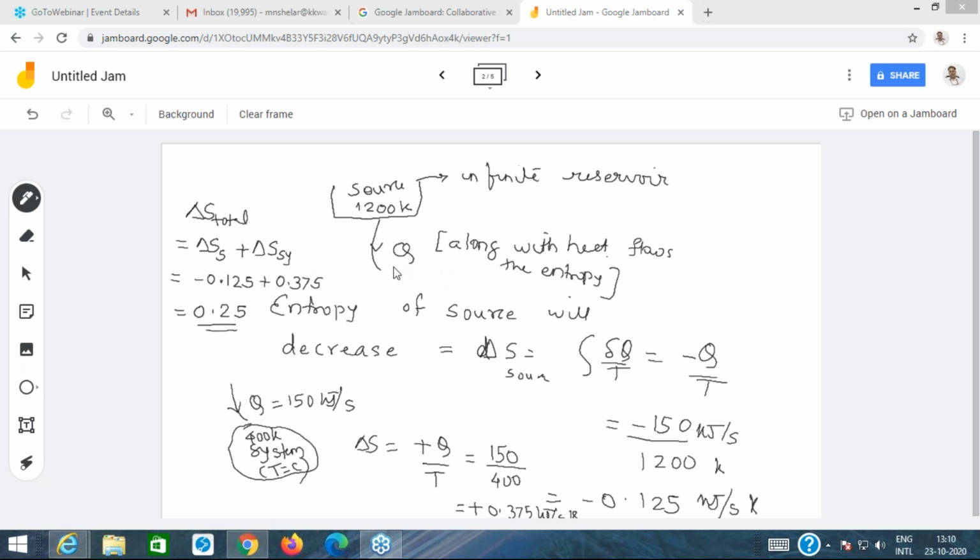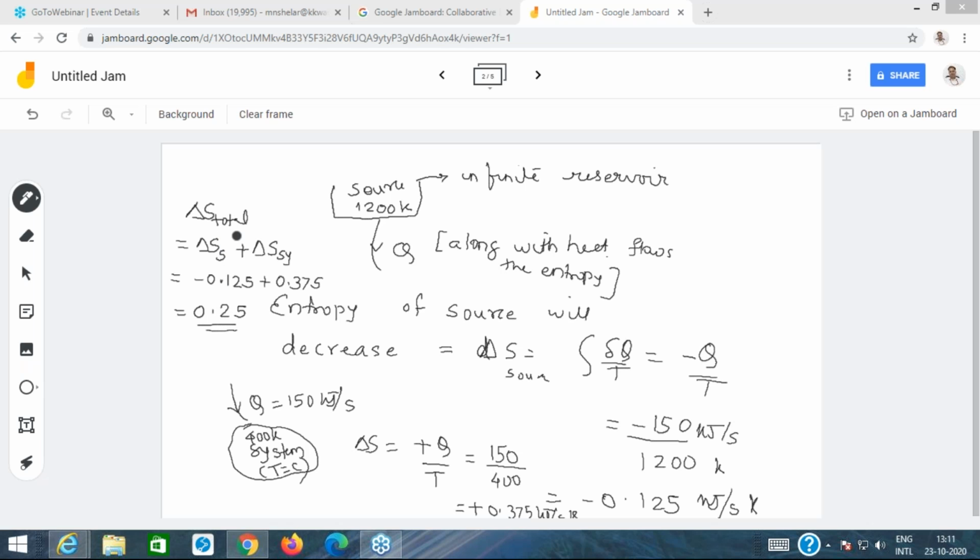Okay. Thanks, Gautami. So please note that we are getting this value as positive 0.25 and not 0, because the heat transfer is irreversible heat transfer. If the heat transfer was a reversible heat transfer, the delta S total would have been 0.